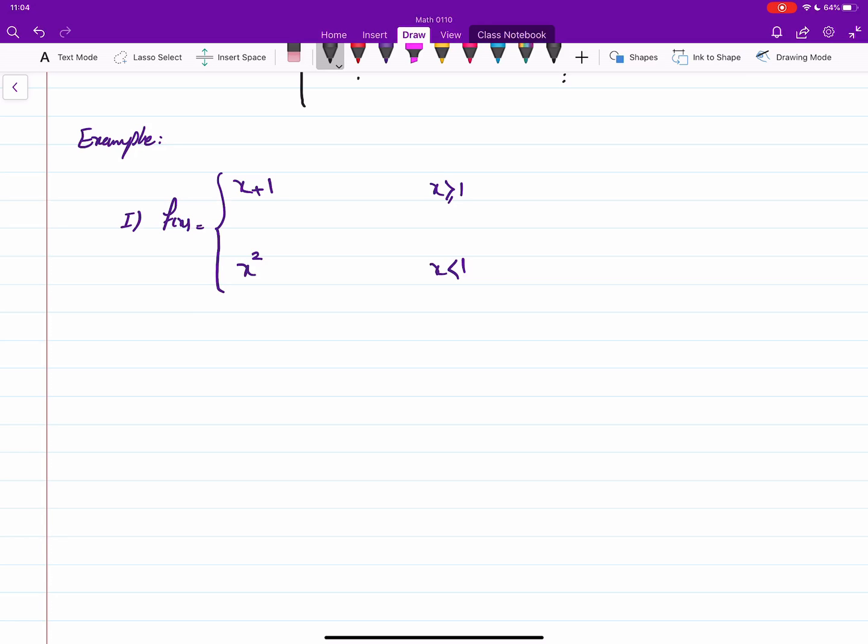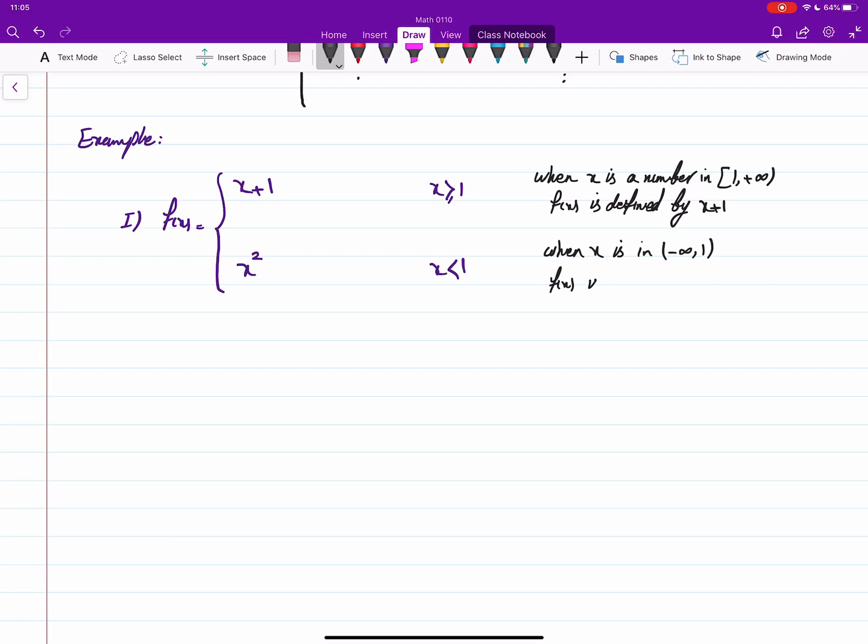And what does this mean? It means that when x is a number in the interval 1 to plus infinity, f of x is defined by x plus 1, which just adds 1 to the x. And when x is in the interval negative infinity to 1, f of x is given by the formula x squared, and usually this is how you see the function appear.